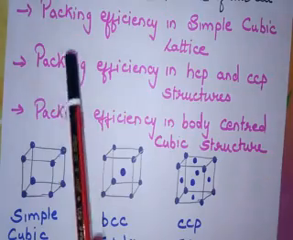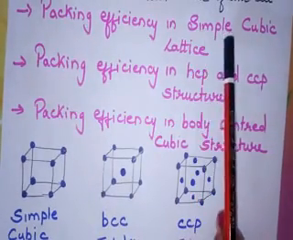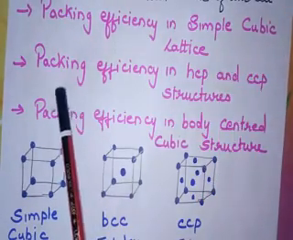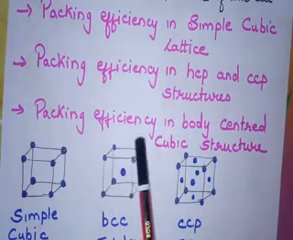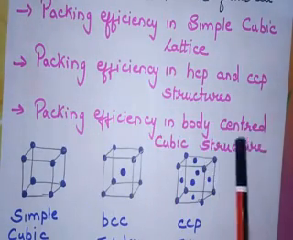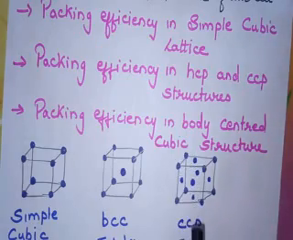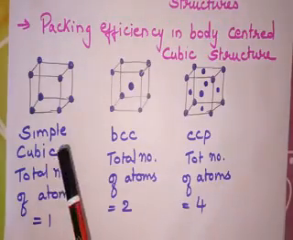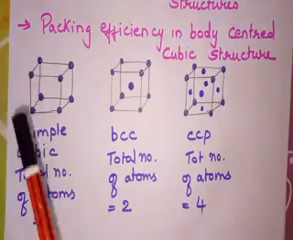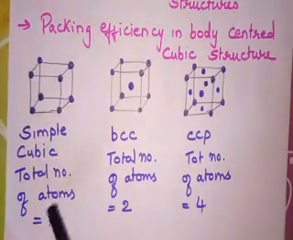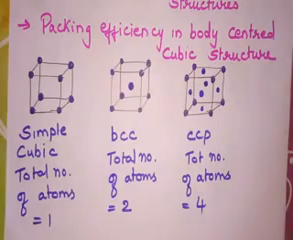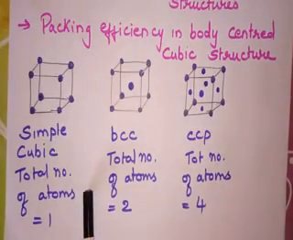Today we will discuss packing efficiency in a simple cube, packing efficiency in HCP and CCP, and packing efficiency in body centered cubic. Now in a simple cube we know the atoms are present at the corners. So total number of atoms is 1. This is something which you are familiar with.